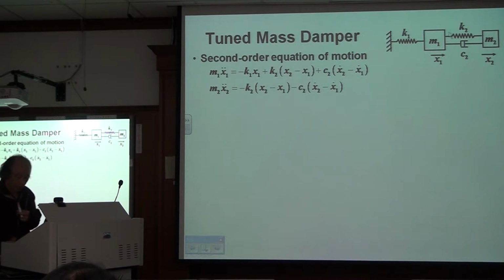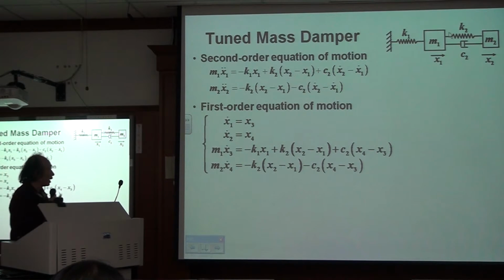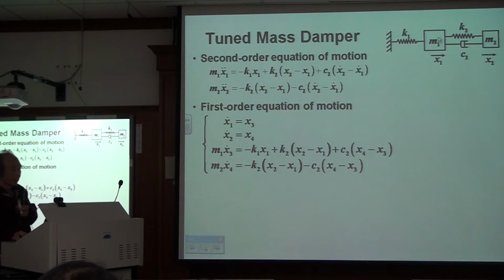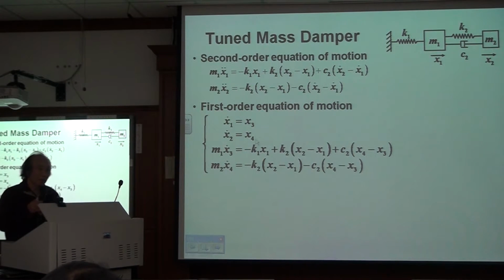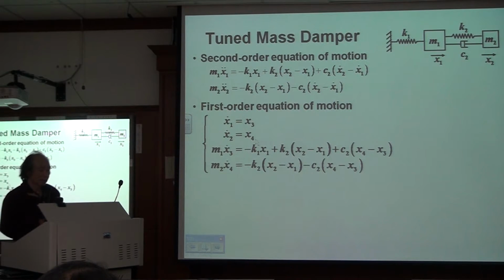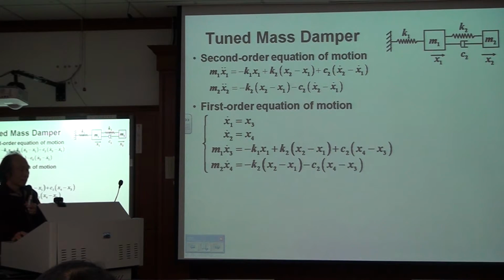Now what can we do about these two equations? How can we solve them? Let's go to the next. We convert them to first order equations of motion. That means we define x3, which is x1 dot. We define another state called x4, which is equal to x2 dot. After that, we will be able to rewrite the second order equation of motion in terms of the first order equation of motion.